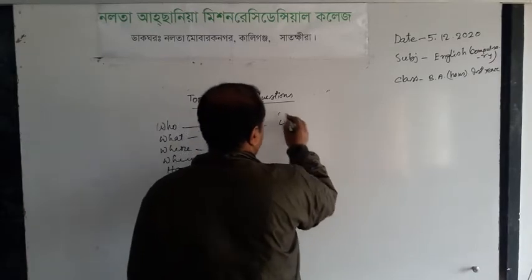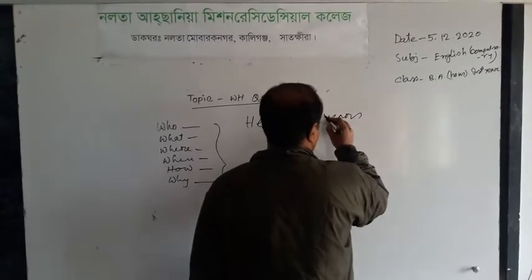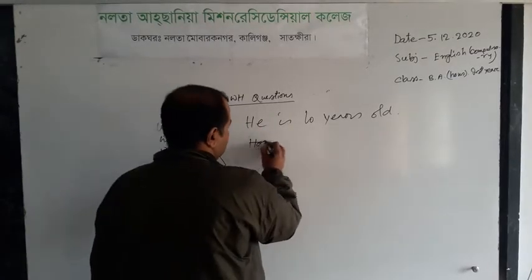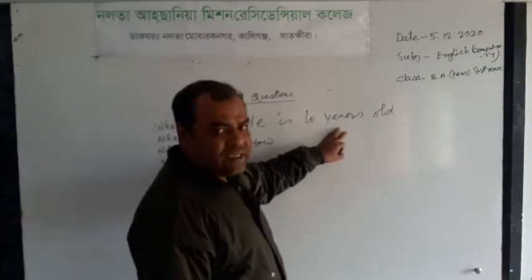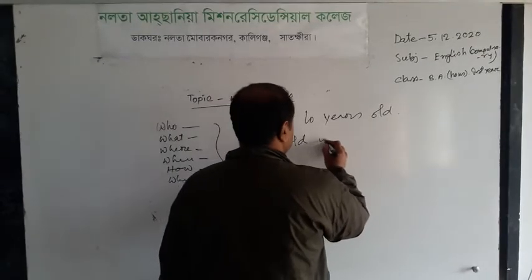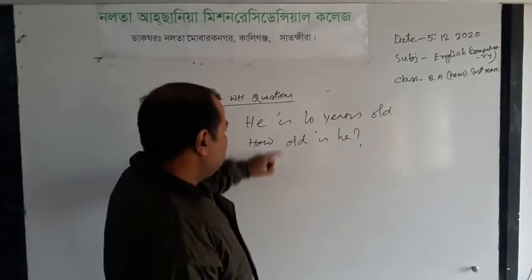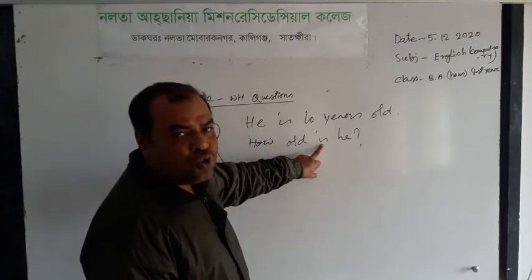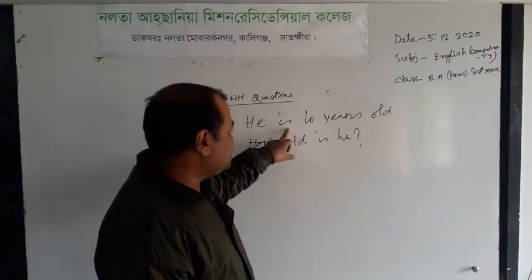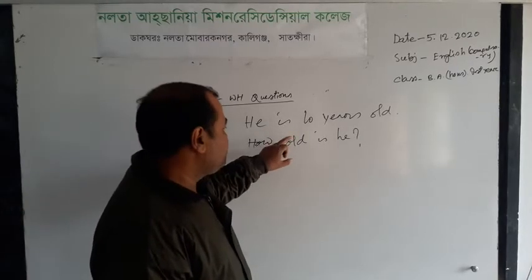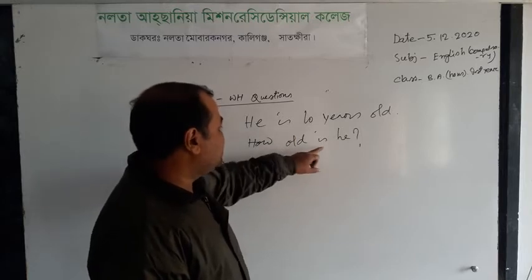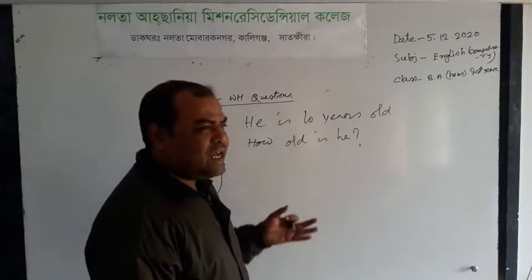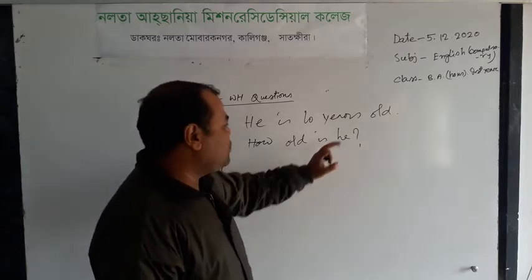He is 10 years old. Next, how? Here the question is about age. How old is he? What happens here? Here there is an auxiliary verb, is. So we have put is here. We need not bring do, does or did, because here there is an auxiliary verb, and it's is. So to turn it into interrogative, we have used the auxiliary verb is. To ask the age of anyone, we can use how old. How old is he?